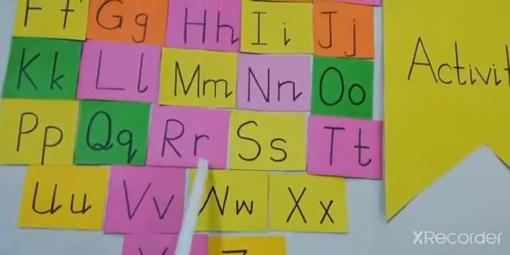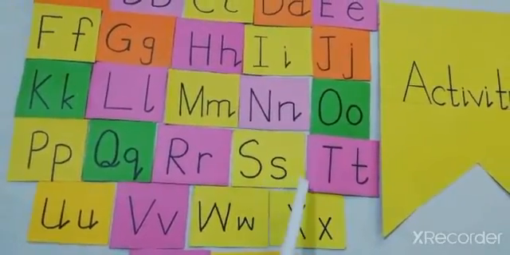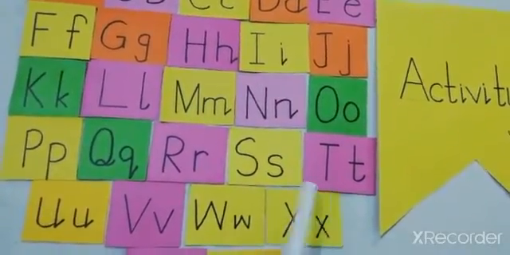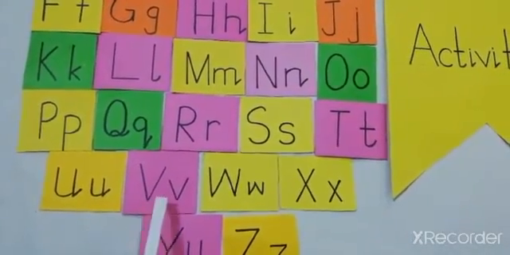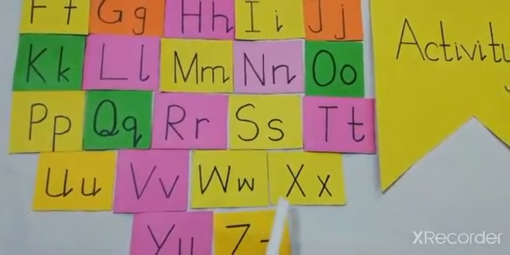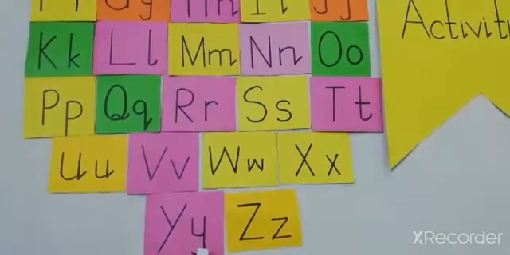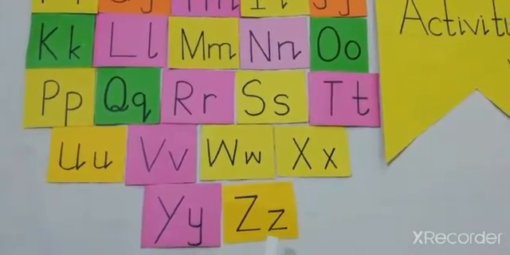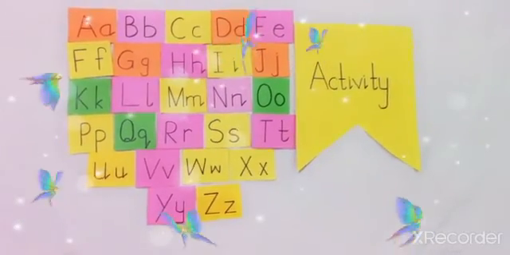Capital R, small r. Capital S, small s. Capital T, small t. Capital U, small u. Capital V, small v. Capital W, small w. Capital X, small x. Capital Y, small y. Capital Z, small z. Students, hope you will have enjoyed this activity a lot.